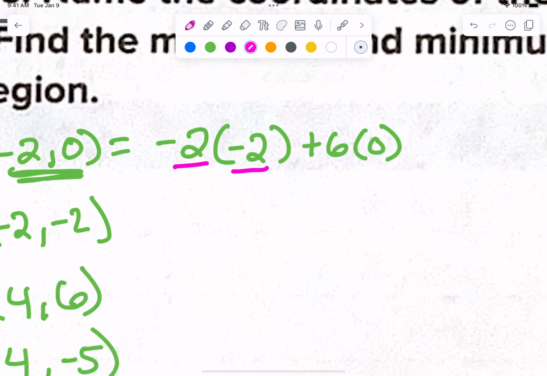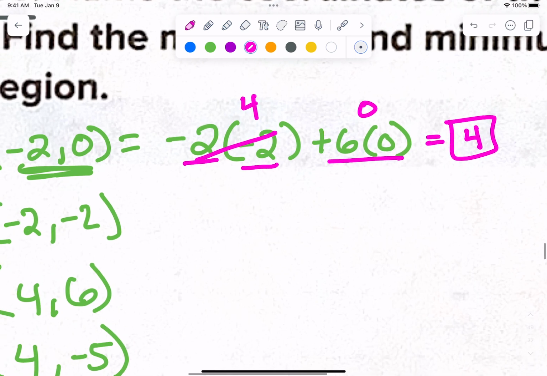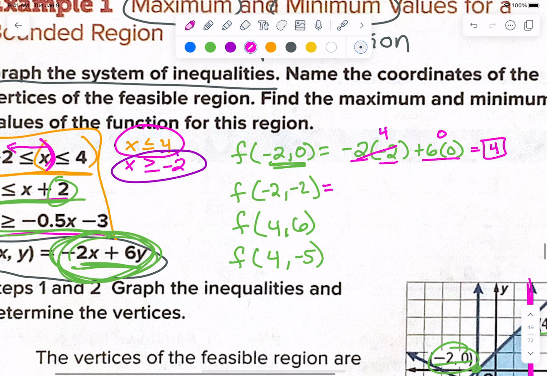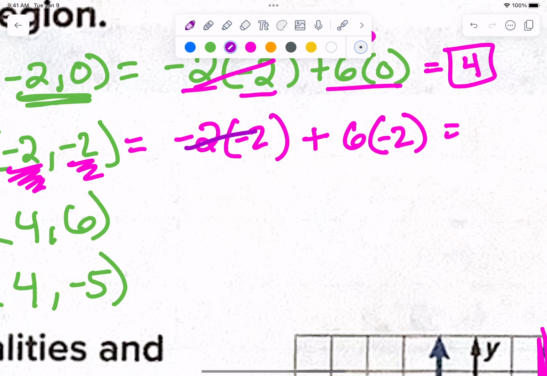What's -2 times -2? 4. What's 6 times 0? What's that give you? 4 as an answer, okay? Now, I don't know if that's a maximum or a minimum. I've got to compare it to the other ones, so let's plug those in as well. So, -2 times -2 plus 6 times -2. I'm just plugging those numbers in. Let's simplify. -2 times -2 is positive 4. What's 6 times -2? -12. 4 minus 12 gives you how much? -8. There we go.